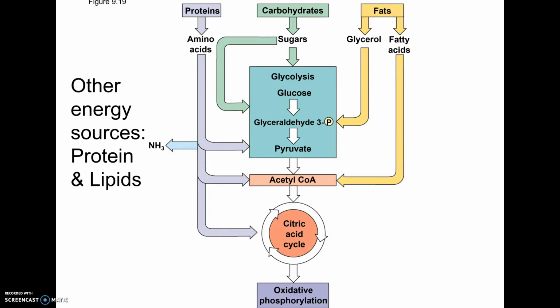The last slide here is just a reminder that even though we learned sugar going through glucose, going through glycolysis, technically you can use other things for energy. You can use proteins. They'll just get converted to amino acids. Those will get broken down and fed into the Krebs cycle and into the electron transport chain.